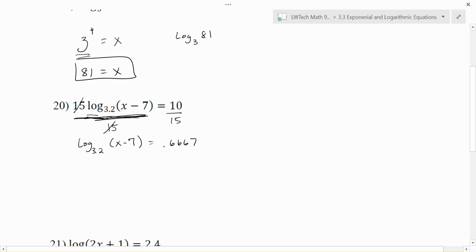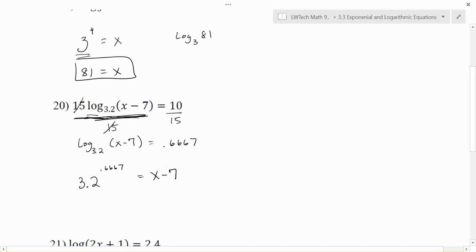Now that I'm at this point, notice I have my log with my base and a value equals something. I want to get what's inside the log out, so I'm going to have to switch it to exponential form. In this case, we start with my base, which is the small number here, so that's 3.2. My exponent, we're going to use that 0.6667. And this is going to be equal to x minus 7. So I'm able to bring my variable out of the logarithm, and everything that's in there is over on the other side of the equation.